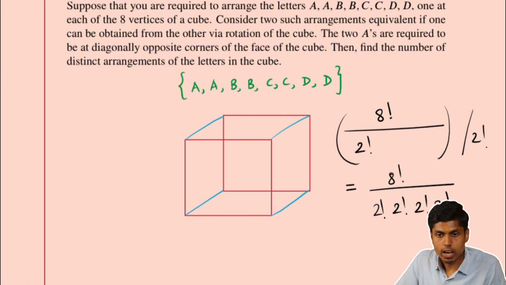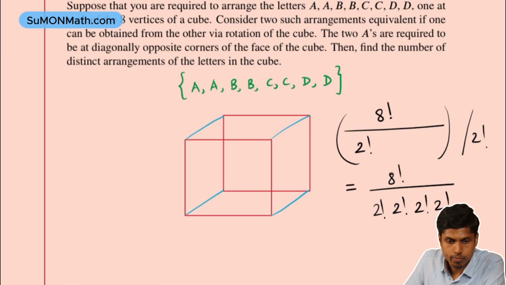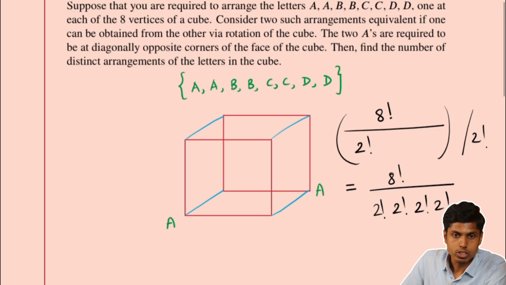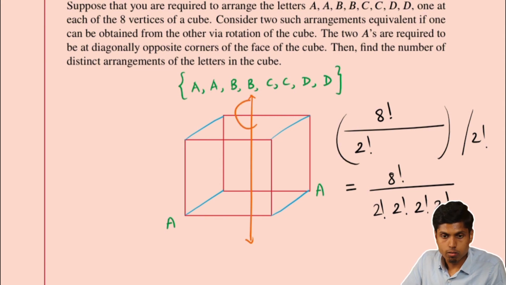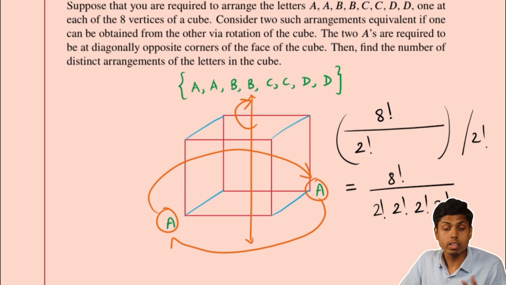So in the question, we have one additional constraint that the two A's are required to be at diagonally opposite corners of the face of the cube. So this means, considering the bottom face of this cube, let's fix the letters A. Notice that a rotation of the cube with axis passing through the centers of top and bottom faces will rotate the A here onto the A here, and this one goes to this one. So they will get exchanged.